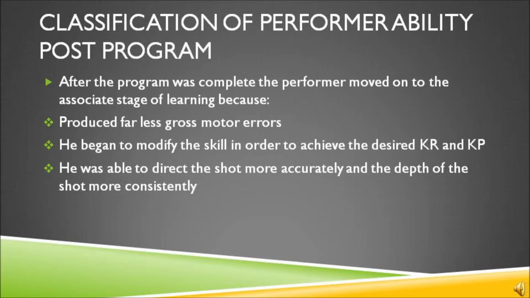We can conclude that after the program was complete, the performer moved on to the associative stage of learning as far less gross motor errors are present. There was also a modification of the skill in order to achieve the desired knowledge of results and knowledge of performance. It was able to direct the shot much more accurately and the depth of the shot more consistently.